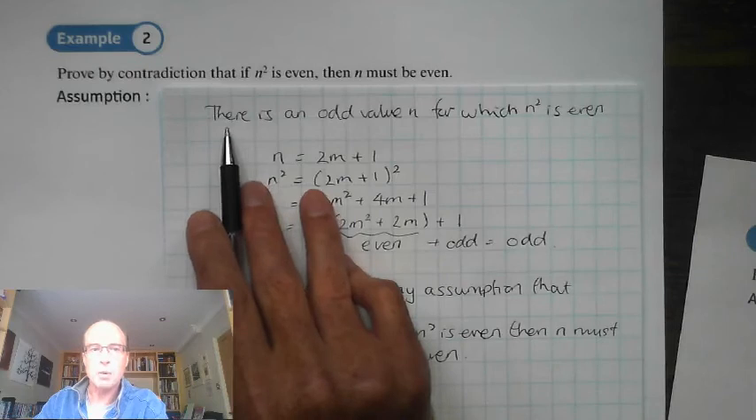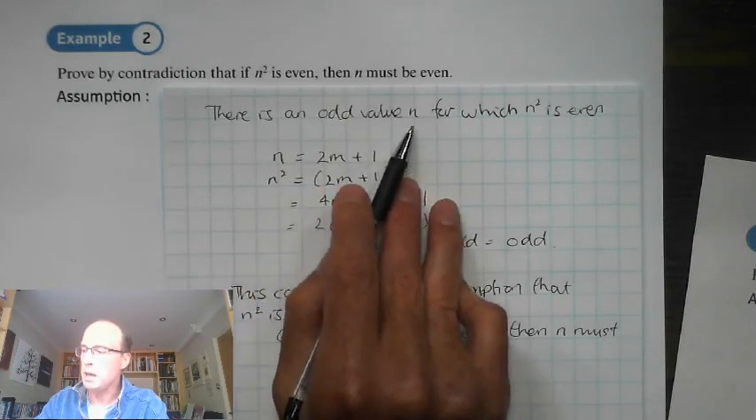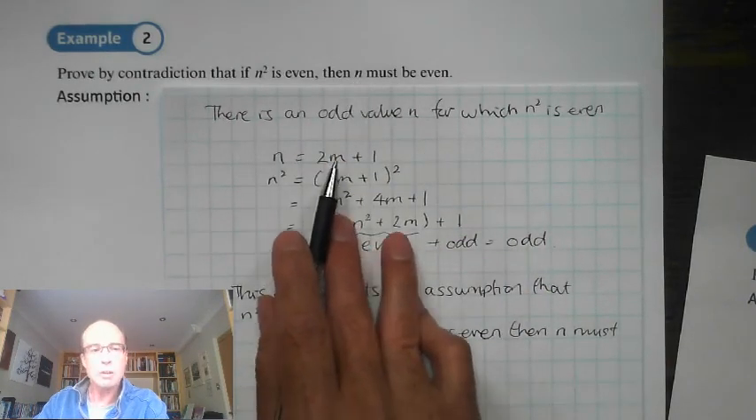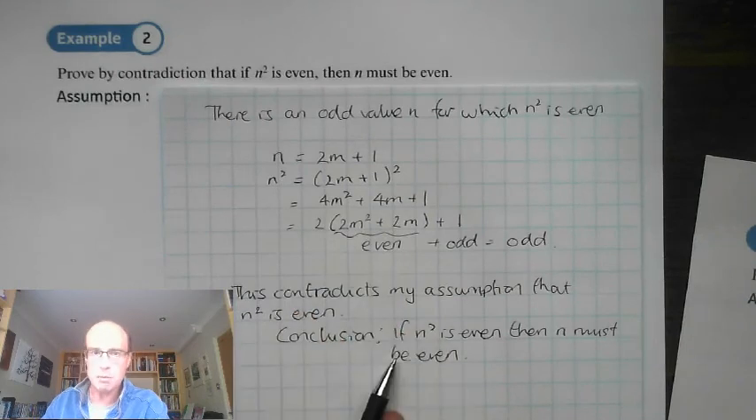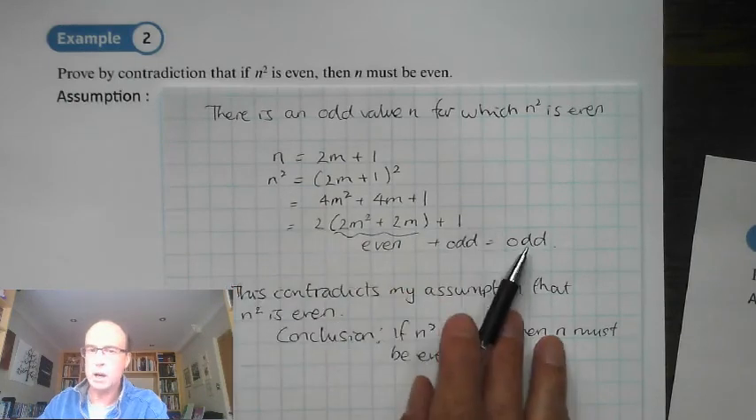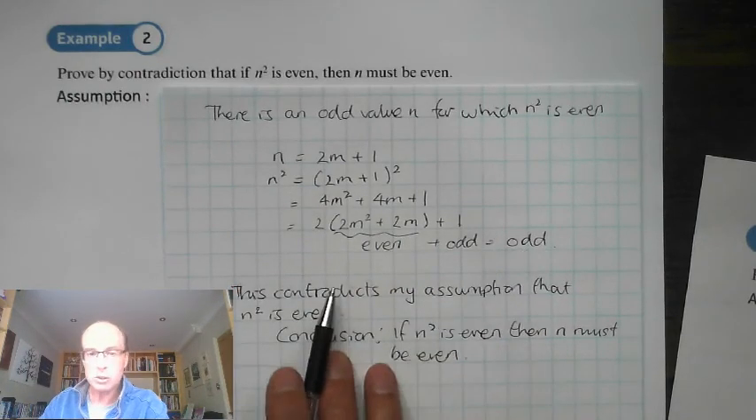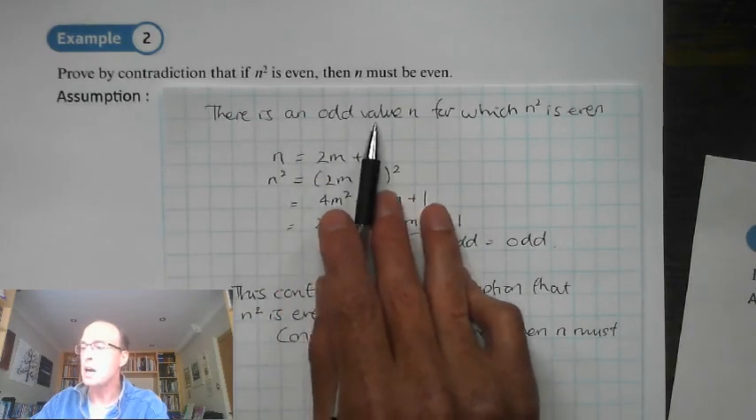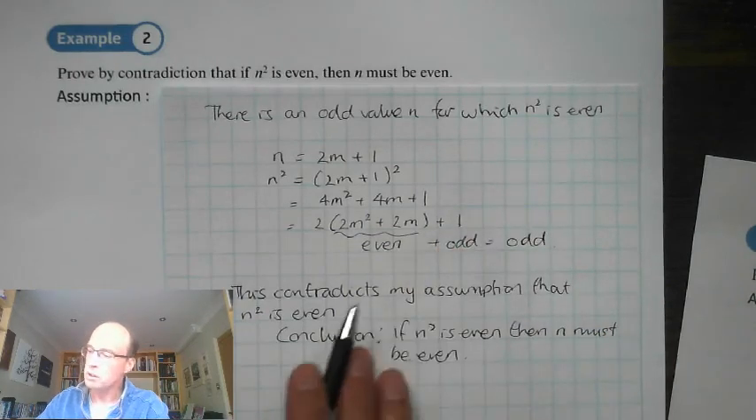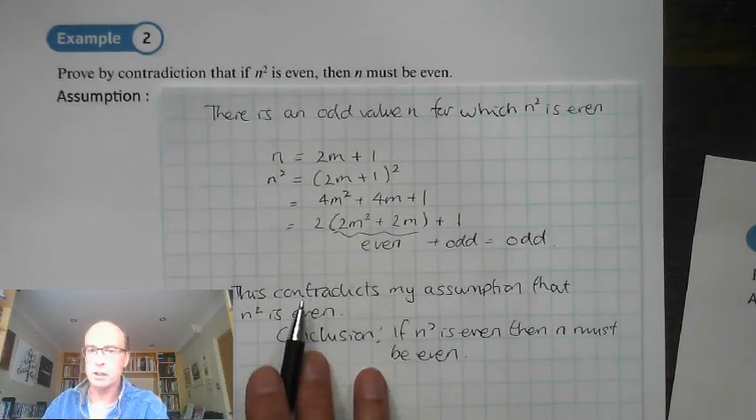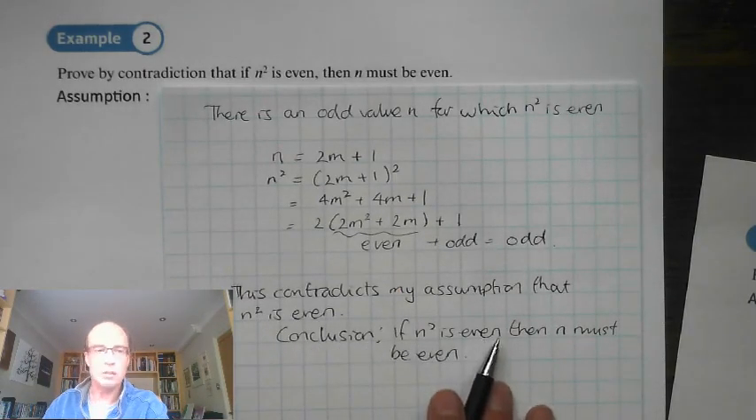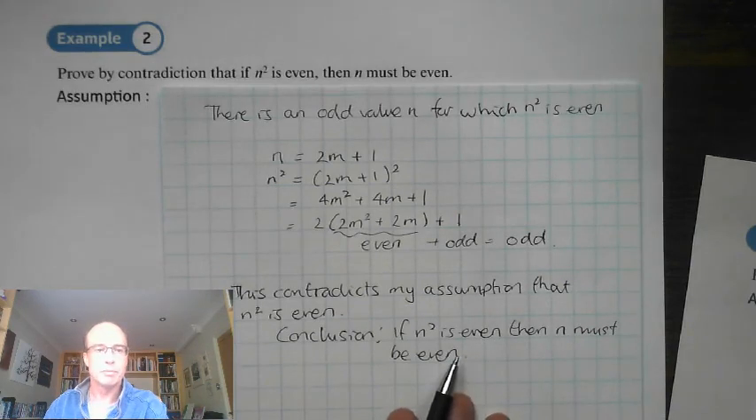So my 4 steps. Step number 1, I've got my assumption, my negation. There is an odd value, n, for which n squared is even. It's opposite to what I'm trying to prove. I've done some logical steps, only a bit of maths really in my answer to my question. N is equal to 2m plus 1. I've gone through, I've shown that n squared is odd. This contradicts my assumption. So my assumption was there is an odd value of n for which n squared is even. Well, I've proven that they're all odd. So it contradicts my statement. I've written that down very clearly. It contradicts my assumption that n squared is even. So my conclusion, if n squared is even, then n must be even as well. Finish the question.